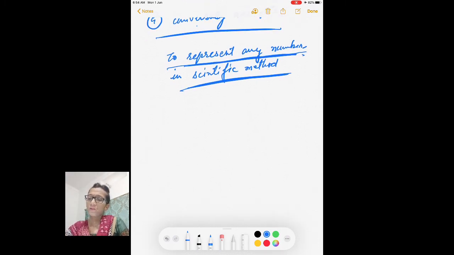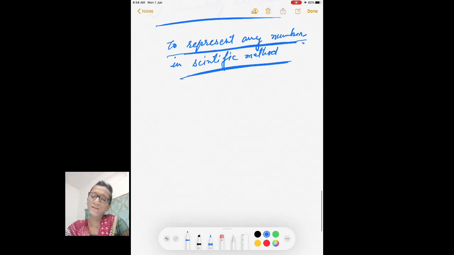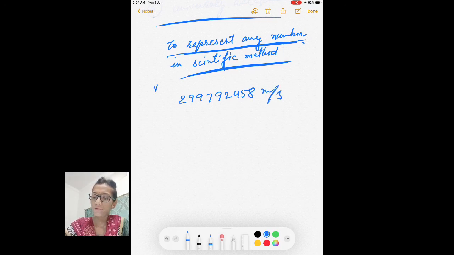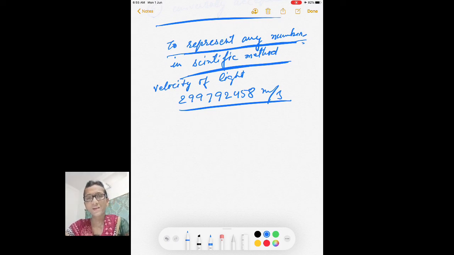Like, if you exactly measure the velocity of light, you will find that it is equal to 299,792,458 meter per second. This is your velocity of light. And this is how the other measurements, like the mass of an electron, mass of a proton, large lengths, small magnitudes, they all are found in such a large value.